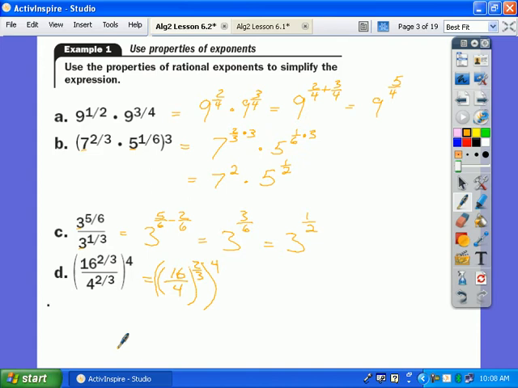And the reason we want to do that is because I know what 16 divided by 4 is. Right, 16 divided by 4 is just 4. And so this simplifies out as 4 to the 2/3 power, now to the 4th power. And the rule here is multiplication, so we multiply the exponents, and it gives us 4 to the 8/3 power.